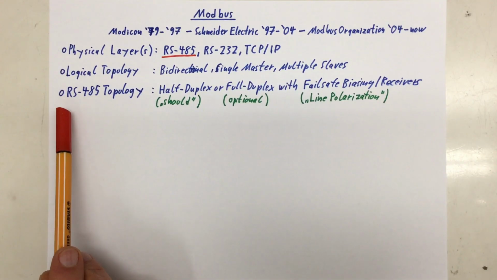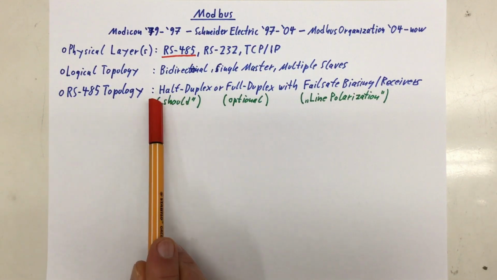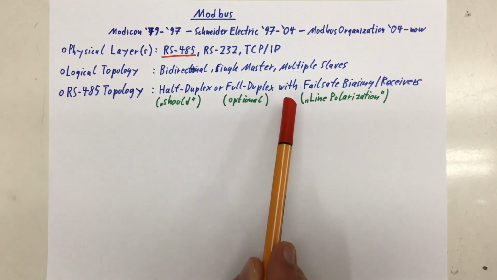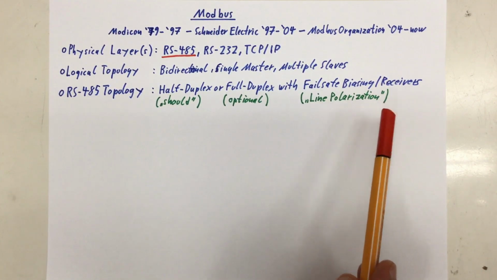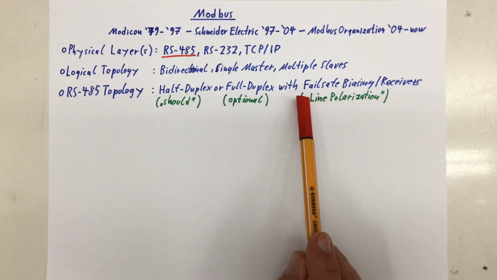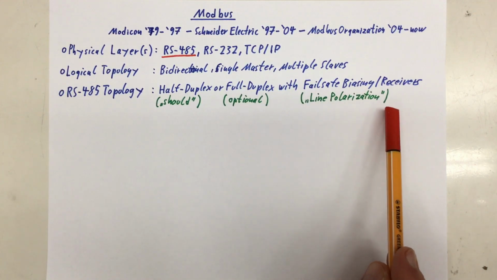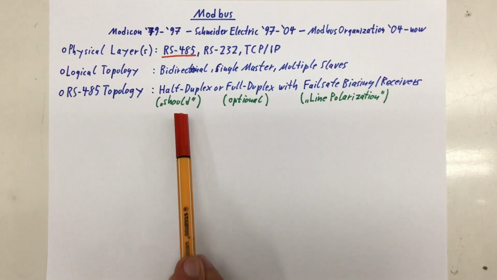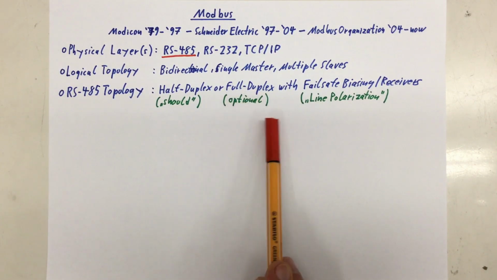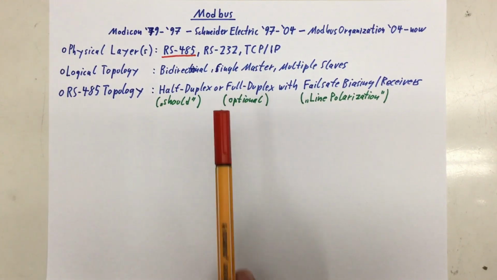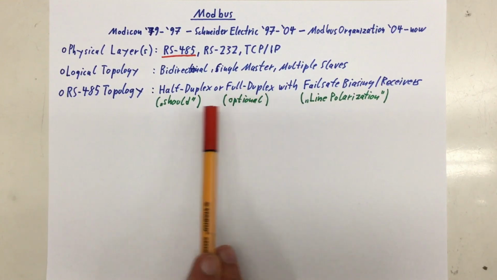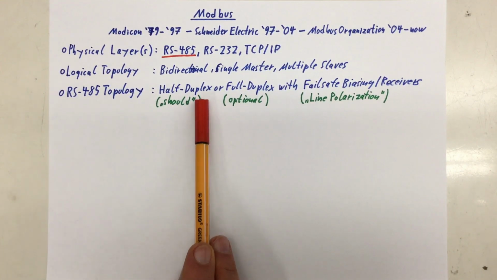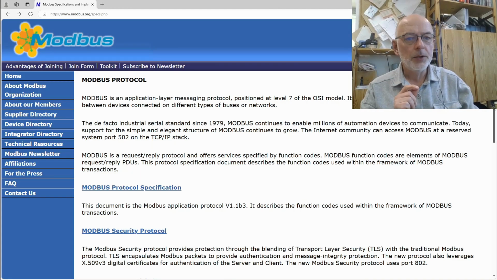It supports the following physical RS-485 topologies: half-duplex or full-duplex, but always with failsafe biasing, respectively, receivers. By the way, the Modbus specification calls failsafe biasing line polarization. Half-duplex is how you should implement a Modbus, and full-duplex is only optional. However, interestingly, Modbus also supports a mixture of full-duplex and half-duplex devices. Let's see how they do that.